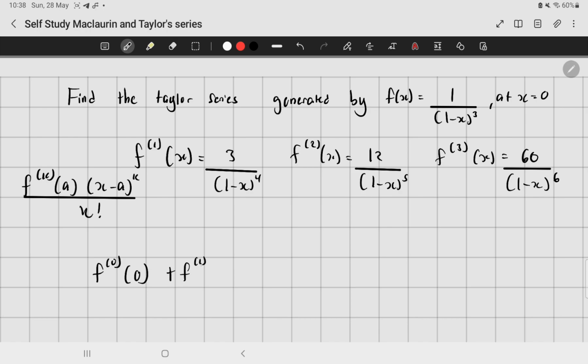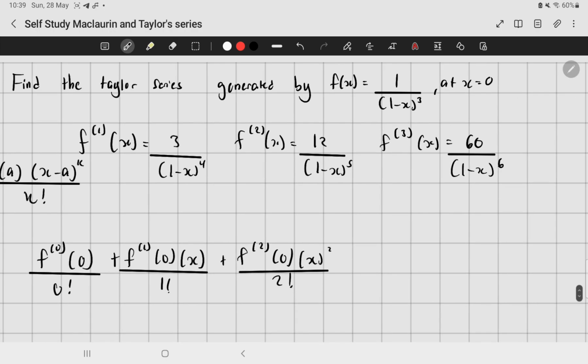And the next one will be f1 of 0, x minus 0. x minus 0 is x, so you are left with x to the power of 1, divided by 1 factorial. Okay, so far so good. Then f2 of 0, x to the power 2. Now we start writing down the factorial, or if you want, write it for the first two terms just to see the pattern itself, so there's no problem with that.